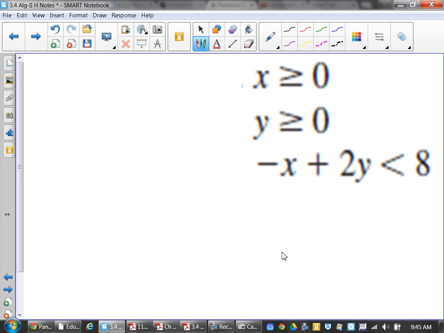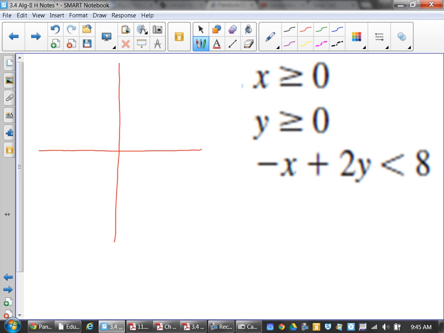Let's try another one. We're going to graph 3 equations on one grid. So you have x is greater than or equal to 0, y is greater than or equal to 0, and negative x plus 2y is less than 8. So if you start it out, x is greater than or equal to 0.